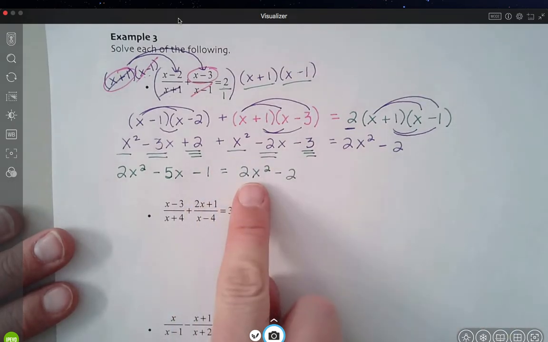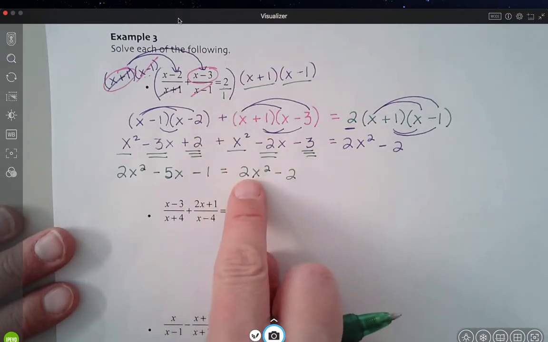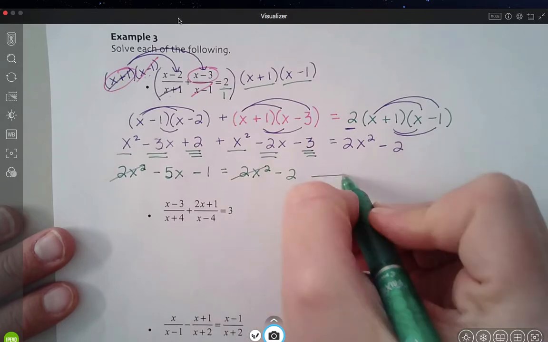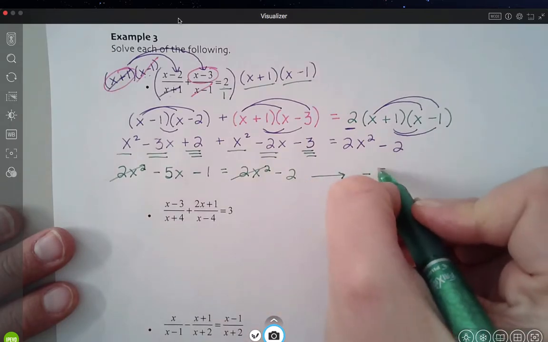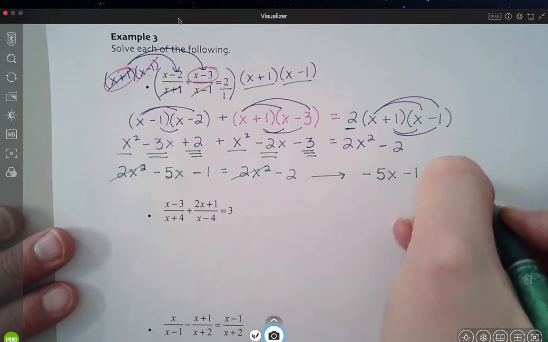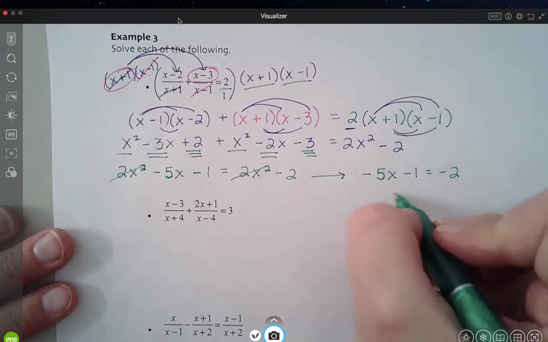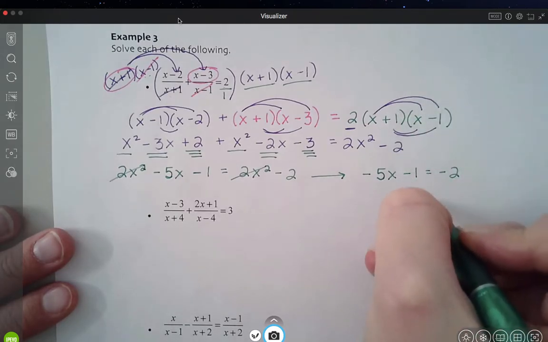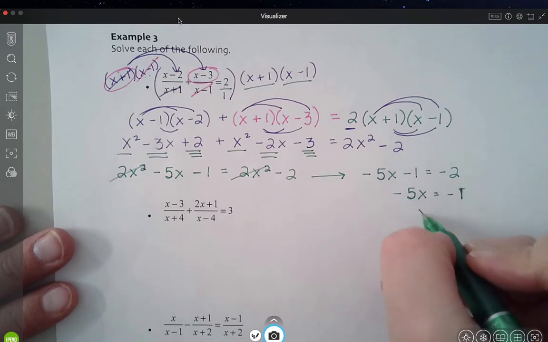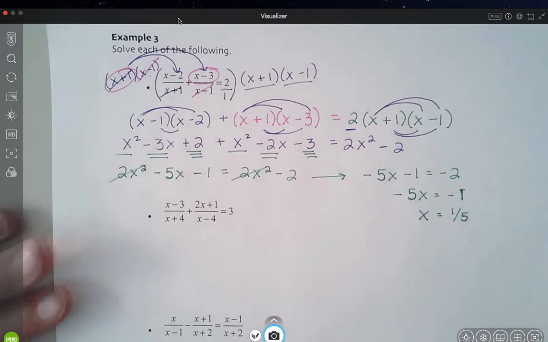My next step would be to start taking this stuff and move it to this side, but lo and behold, look at what happens. You end up with a 2x squared on either side. Those really cancel themselves out. And so you end up with this negative 5x minus 1 equals negative 2. From there, I'm going to add 1 to the other side. So negative 5x equals negative 1. And then I'm going to divide by negative 5, and I'm going to end up with x equals 1/5. Okay?